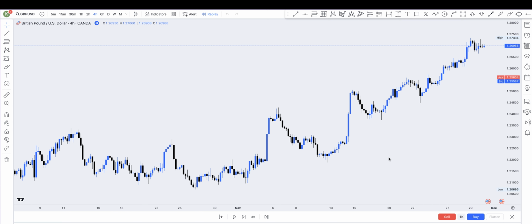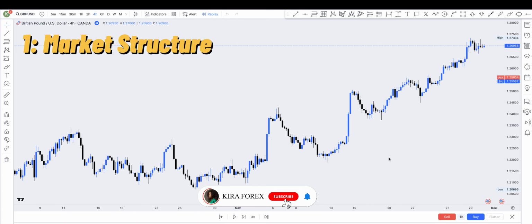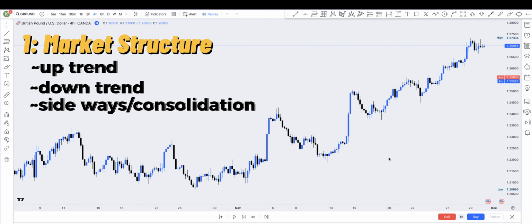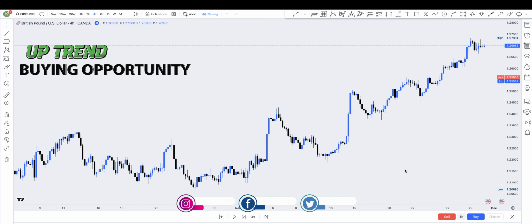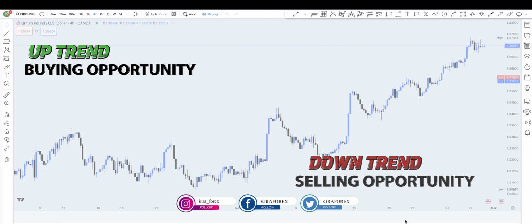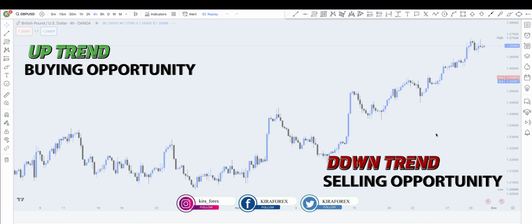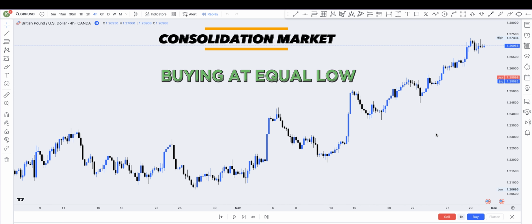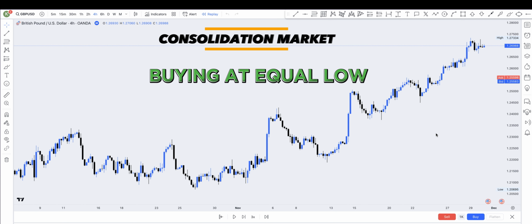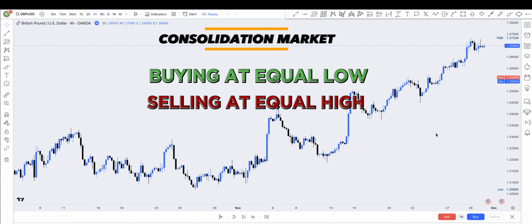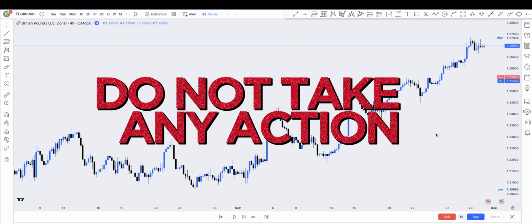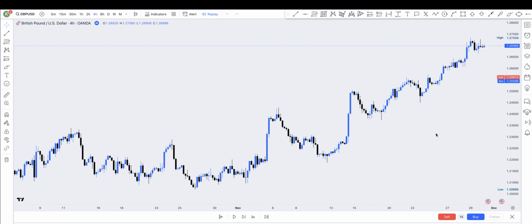So the first thing you should look out for before you place a trade is market structure. With market structure, we have 3 types: the uptrend, the downtrend, and the sideways or the consolidation. In an uptrend, we look for buying opportunities. In a downtrend, we look for selling opportunities. And in a consolidation market, we look for buying at the equal low and selling at the equal high. But I'll advise that when price is consolidating, you don't take any action. Like the popular saying goes, the trend is your friend.